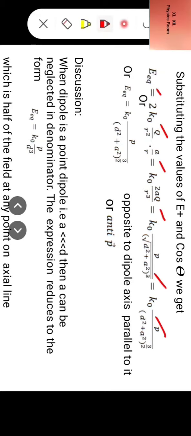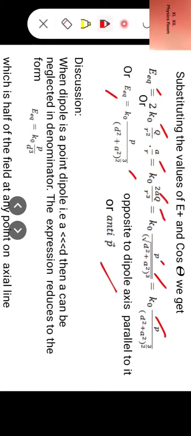Now 2AQ is P, the dipole moment vector, because P is equal to Q into 2A. So thus finally we get E equatorial equal to K naught P divided by D square plus A square whole power 3 by 2, and the direction would be opposite to the dipole axis, anti-parallel to it. It means the angle between E equatorial and E axial is 180 degrees.